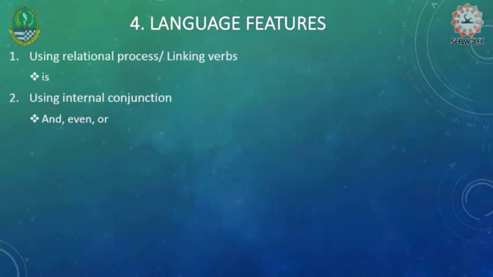Secondly, we have to use the internal conjunction. The internal conjunction can link between noun and noun, adjective and adjective, sentence with sentence, and I find here "and," "even," and "or." Okay, and the third one, using causal conjunction. So the causal conjunction is something that can result in cause and effect. Something can cause and affect another thing. So I find the causal conjunction "so" in this text.